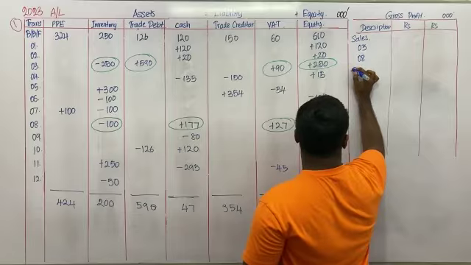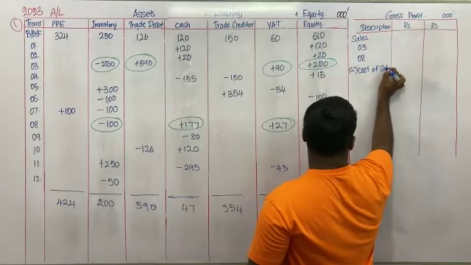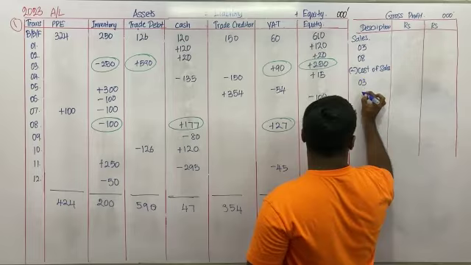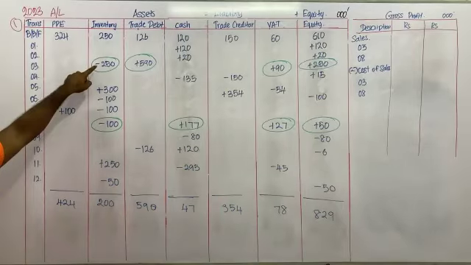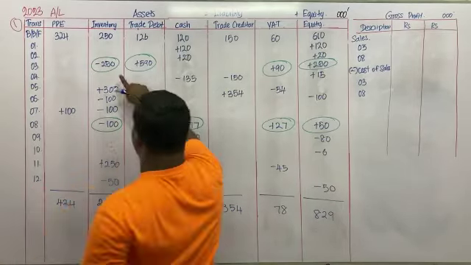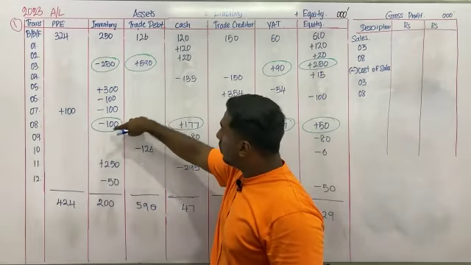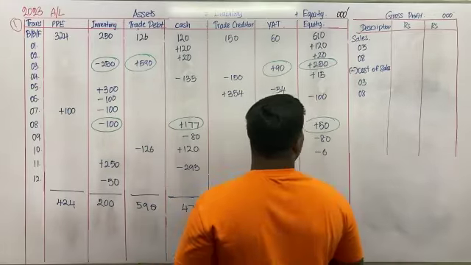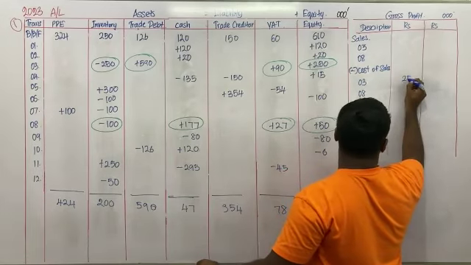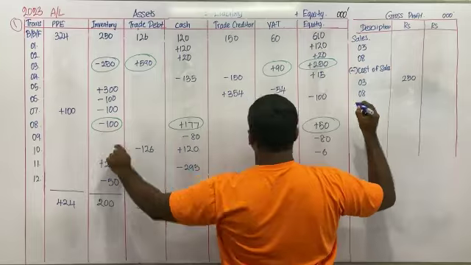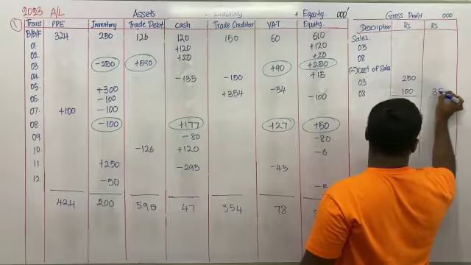Minus cost of sales, transaction number 3, transaction number 8. This is the cost of sales. This is the actual cost of the computer which we sold. So 250 for transaction number 3 is the cost. Transaction number 8, 100 is the cost. Altogether, 350 is the cost of sales.